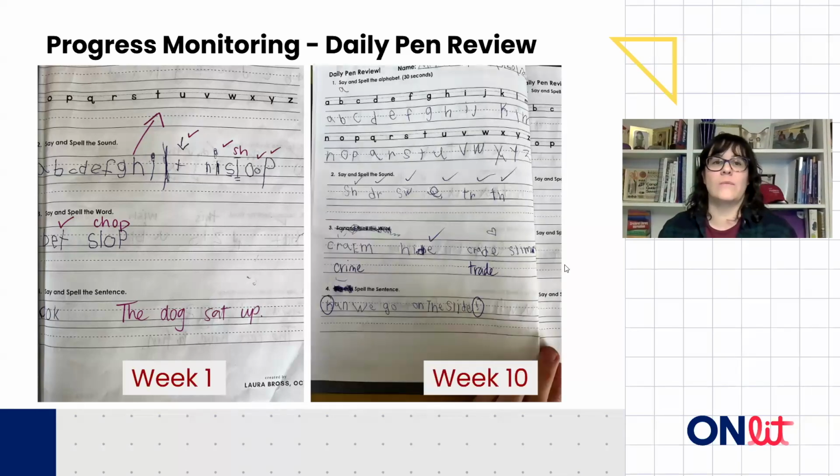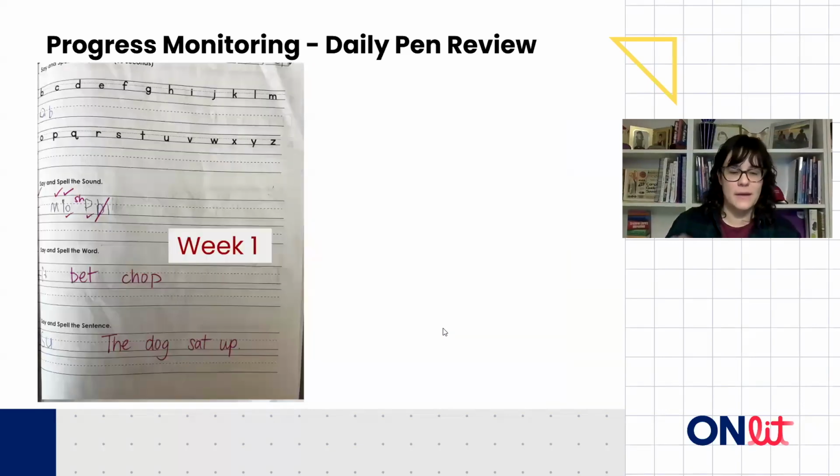Here's again that student on week 10. The entire alphabet. Is it perfect? No, but it is proficient. We have all of the sounds. A good amount of these magic E's. You can see we're still having trouble with that TR sound. And we've got a lot of progress here on that full sentence.